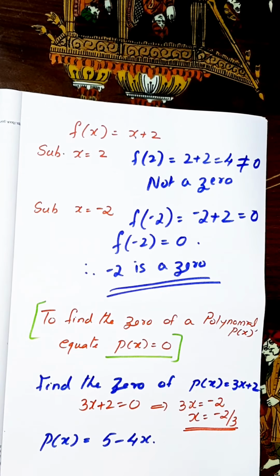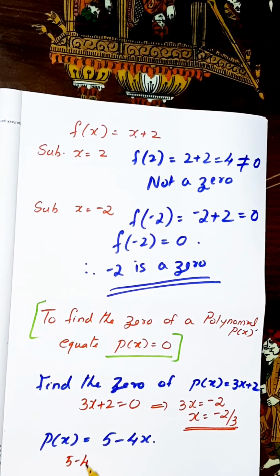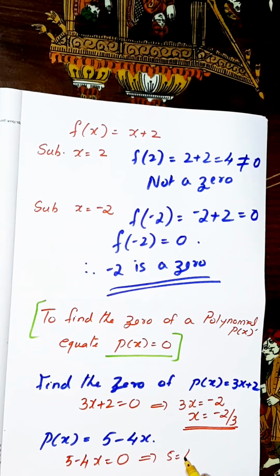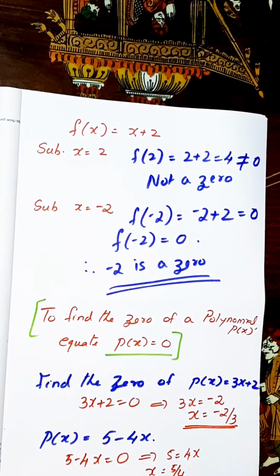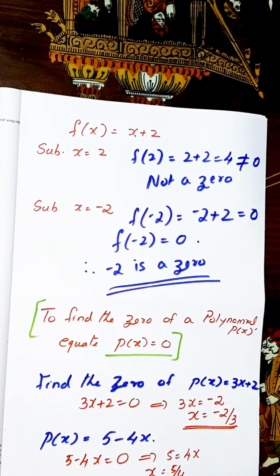Similarly, in this polynomial we will equate 5 minus 4x is equal to 0. So, 5 equal to 4x, so x is equal to 5 by 4. So, the zero of this polynomial is 5 by 4.